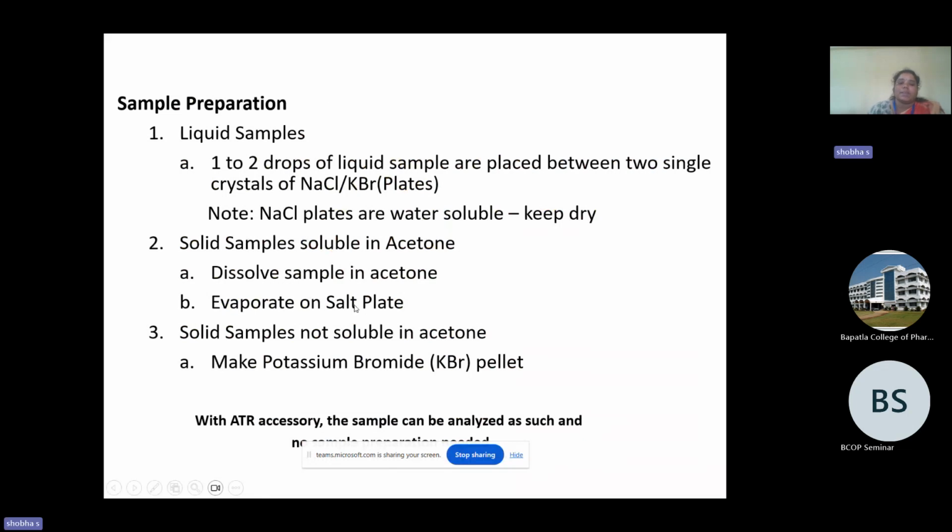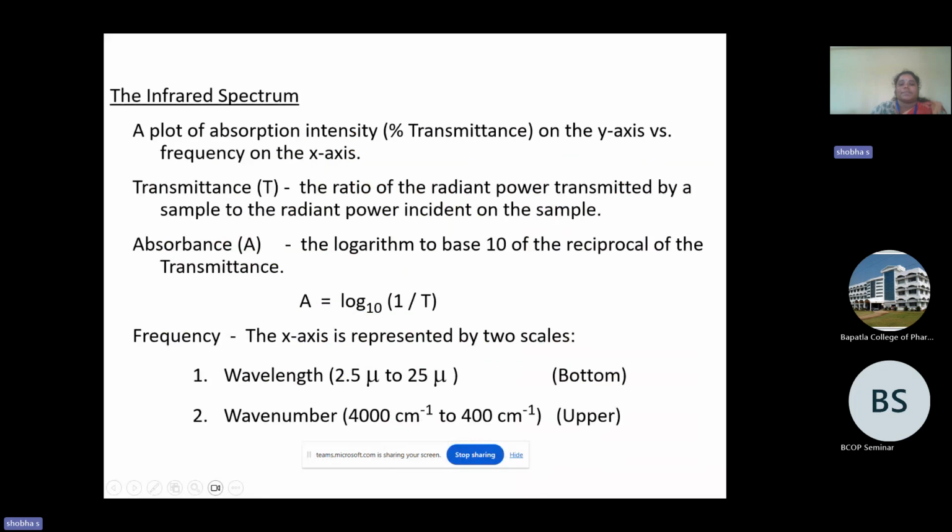In case of solid samples, we look at them with ATIR. We dissolve the sample in appropriate solvents like acetone, methanol, as well as ethyl acetate. Conventionally, we use the potassium bromide pellet for the analysis. Here is how the spectrum will look.